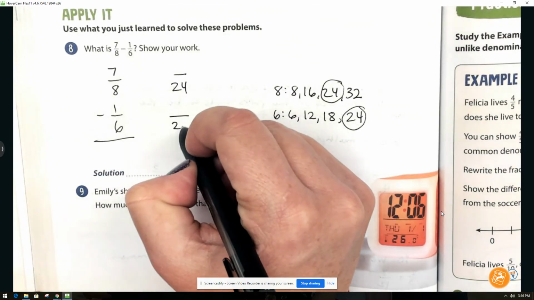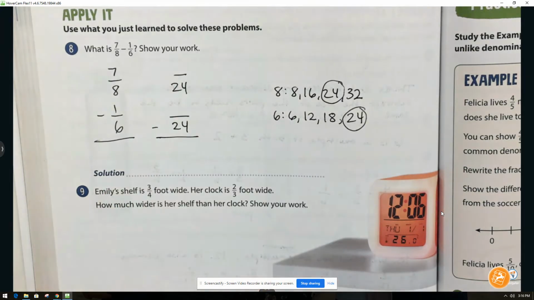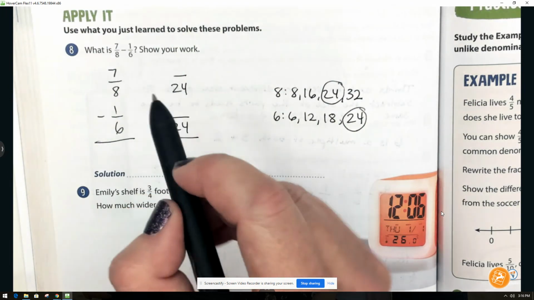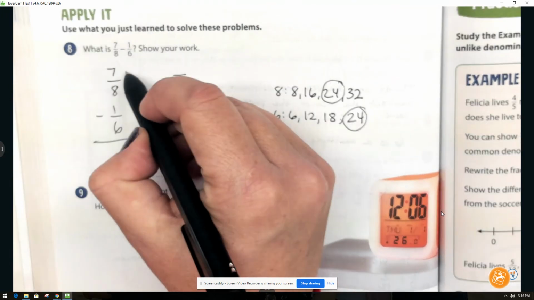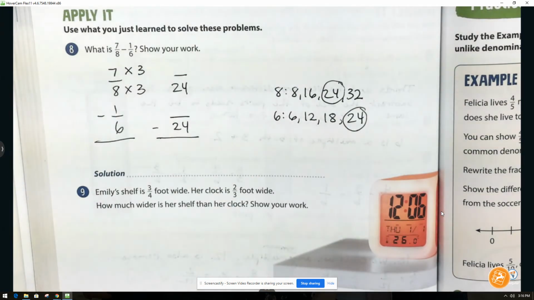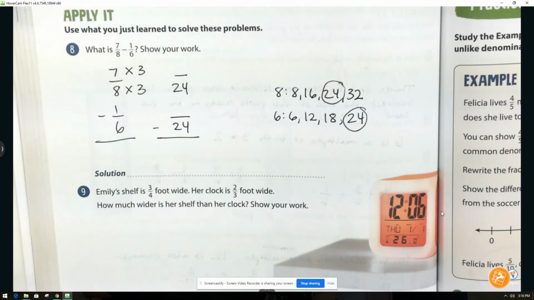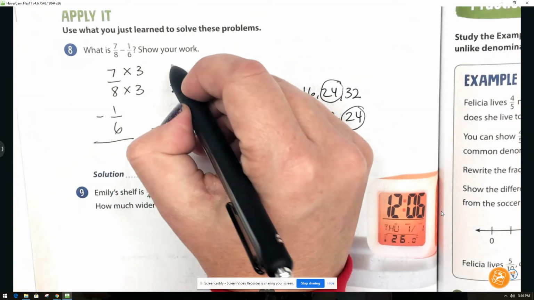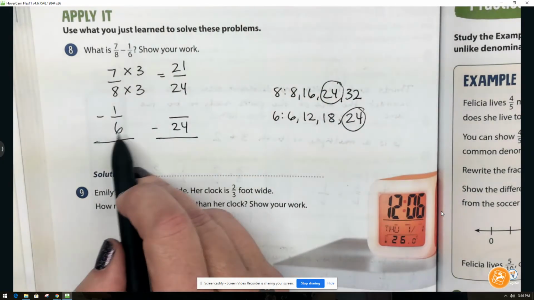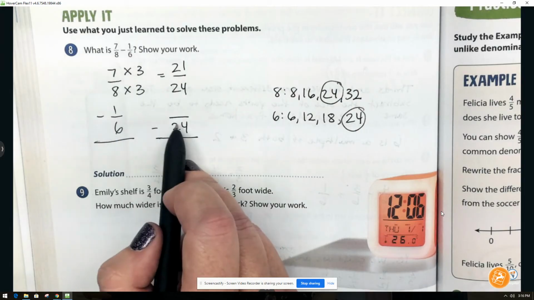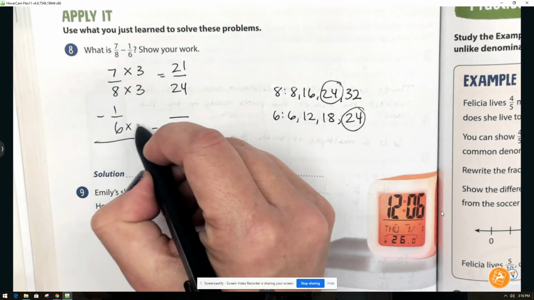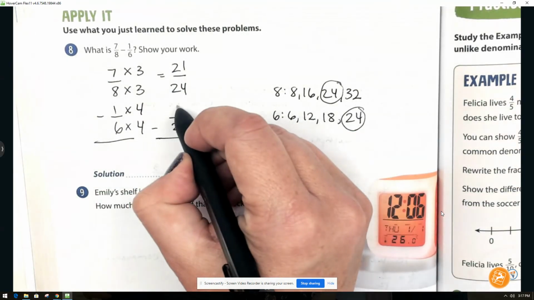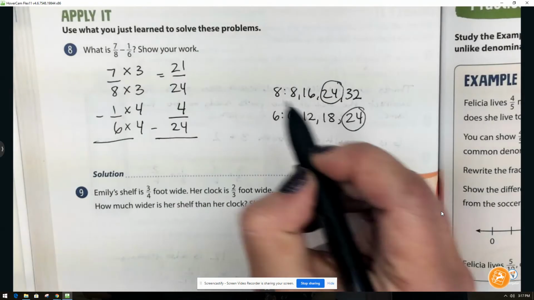I have a feeling we're going to be getting a little bit bigger numbers than we're typically used to. So what do we multiply 8 by to get 24? We multiply it by 3. So remember that whatever you multiply the denominator by, you also multiply the numerator by. So 8 times 3 is 24, 7 times 3 is 21. Then we're going to make an equivalent fraction for 1/6 using 24ths. So 6 times 4 is 24. So we're going to multiply the numerator by 4, which gives us 4.